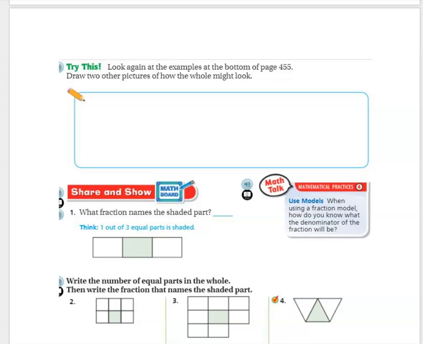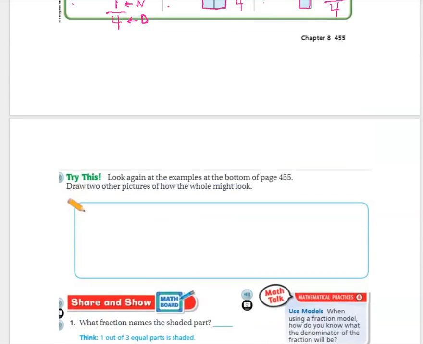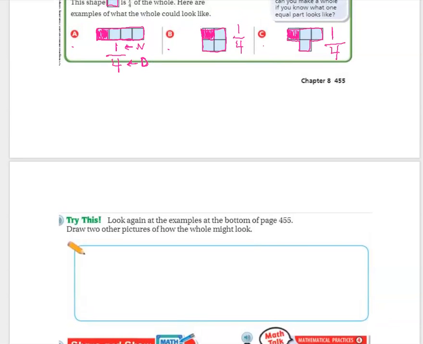So let's try this. Look again at the examples at the bottom of page 455. Draw 2 other pictures of how the whole might look. So let's take a look at what these look like, and let's see if we can come up with another drawing of what a whole could look like if we had 4 pieces. So let's see, I see that there's a long rectangle at A, a square at B, and kind of like a T shape for C.